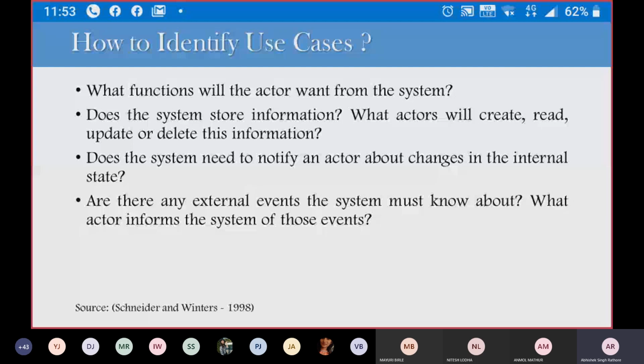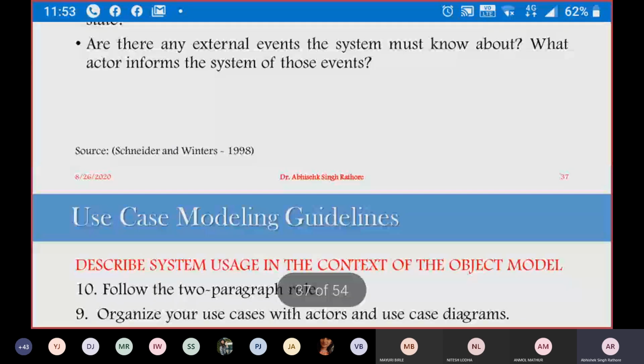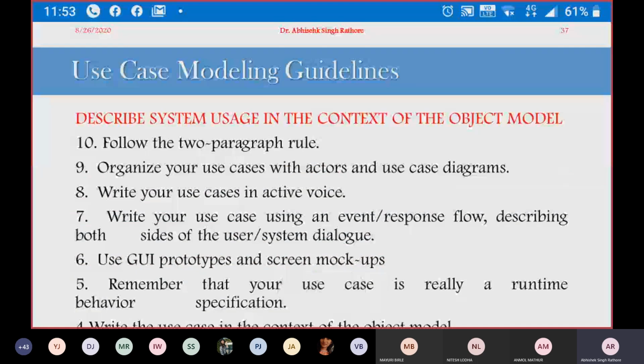Now, when we are going for use case guidelines, we have some guidelines available for us. What are these guidelines? The first guideline says to follow the two paragraph rule. What is this two paragraph rule? For each use case, you must include the rainy seasons and the sunny seasons. That is, you have to include all the good conditions as well as all the worst conditions. That is the basic course of action, and in addition, the alternate course of action available for the use case.